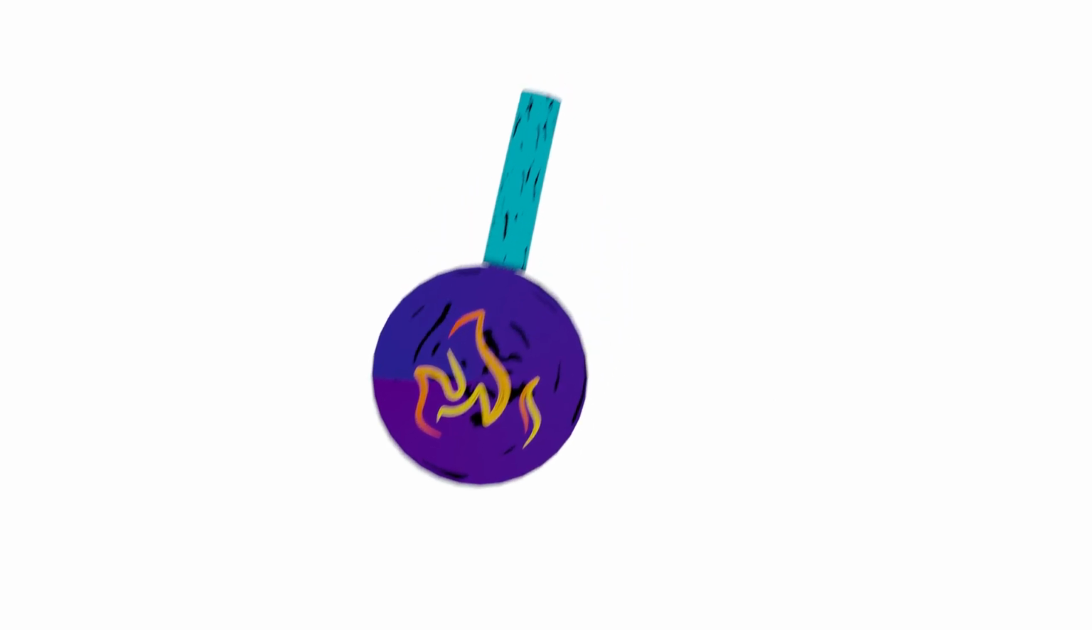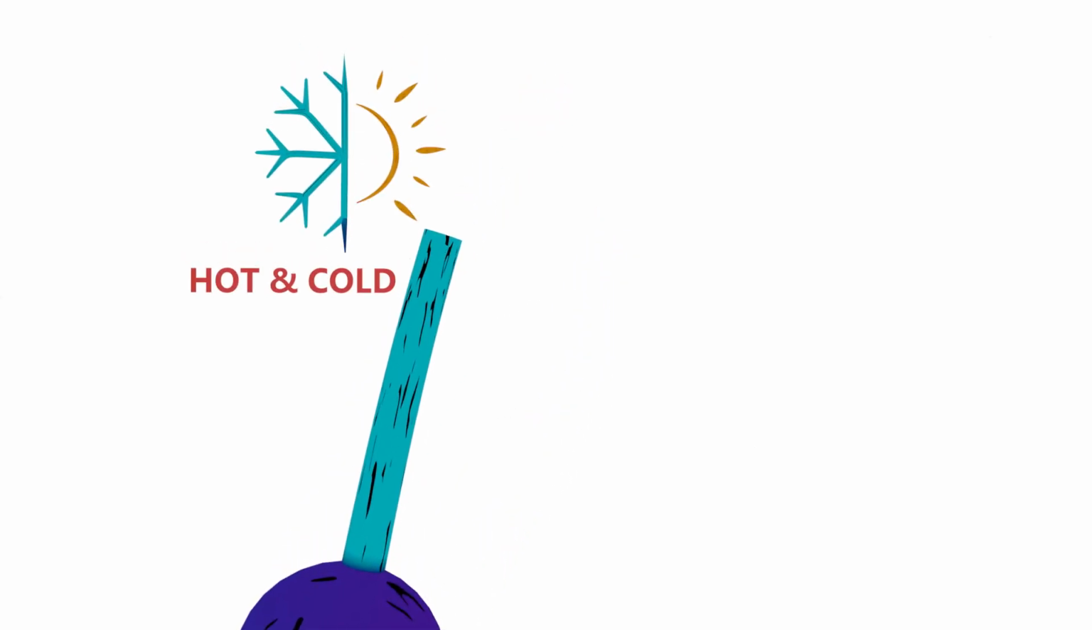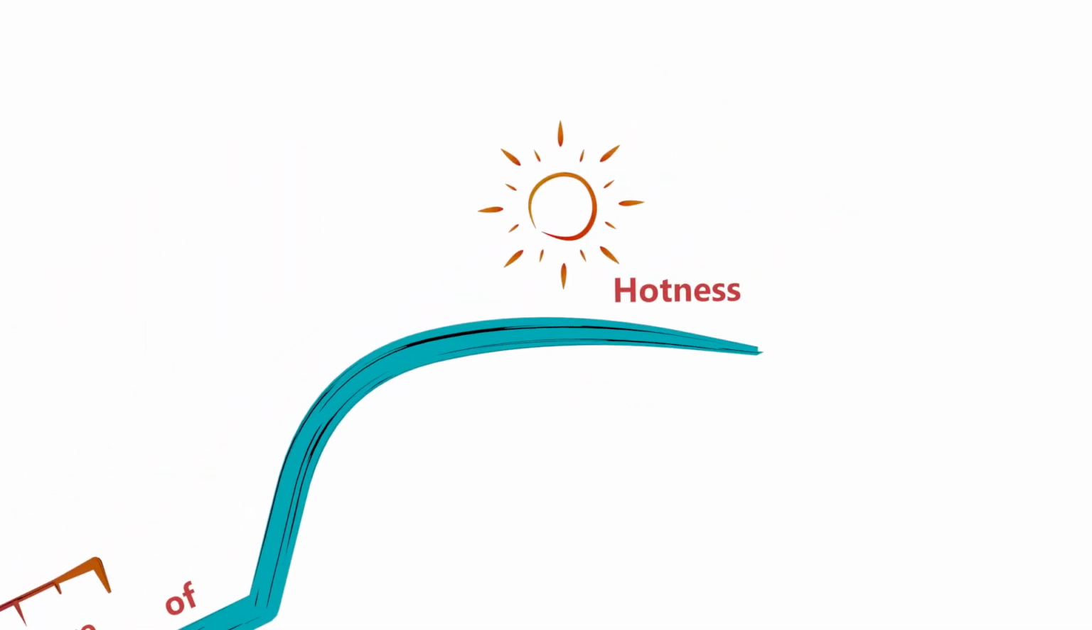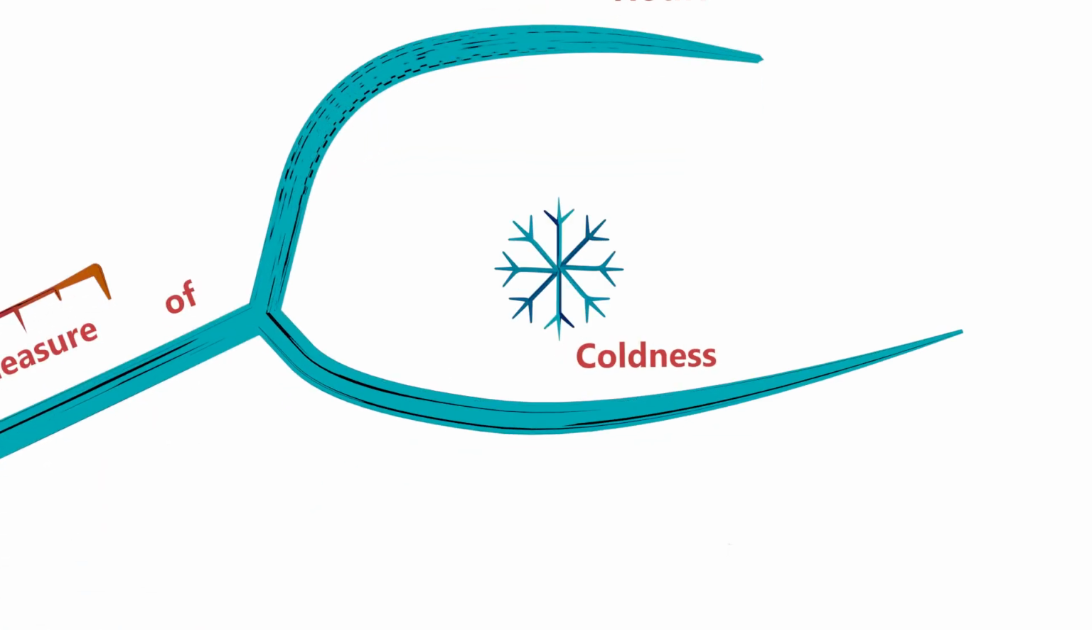Hello everyone, today we'll delve into the chapter Heat from grade 7. The first concept of this chapter is hot and cold. Hot and cold is nothing but temperature, which is a measure of hotness and coldness.